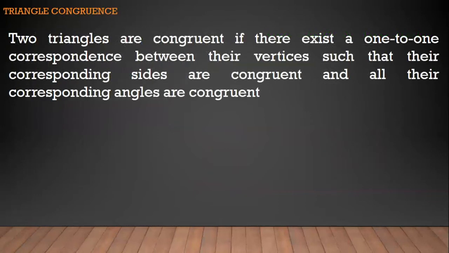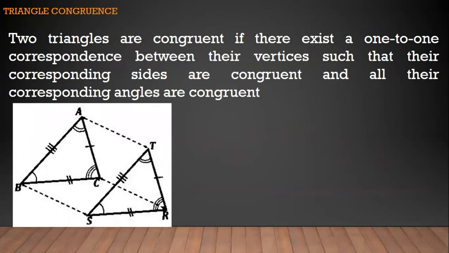Two triangles are congruent if there exists a 1-to-1 correspondence between their vertices, such that their corresponding sides are congruent and all their corresponding angles are congruent. Masasabi natin na congruent yung dalawang triangle kapag congruent din yung mga corresponding sides and corresponding angles nila. So let's observe this figure.